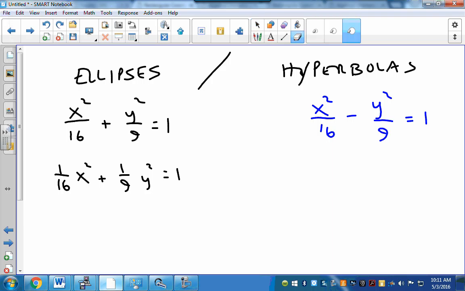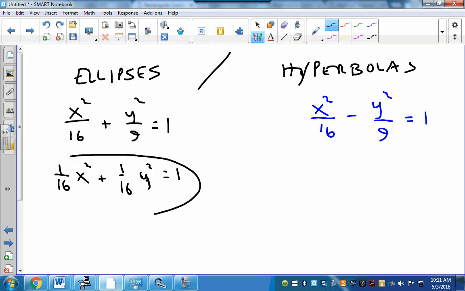If this was a 1/16, now they are the same number, so what is this? A and B are the same number. It's a circle. By the way, tell me something about this circle. It's not very small. Say again? Right. If you multiply through by 16, you would have x squared plus y squared is 16. Centered at the origin, radius 4. Okay, so it's a pretty straightforward problem if these are the same number.